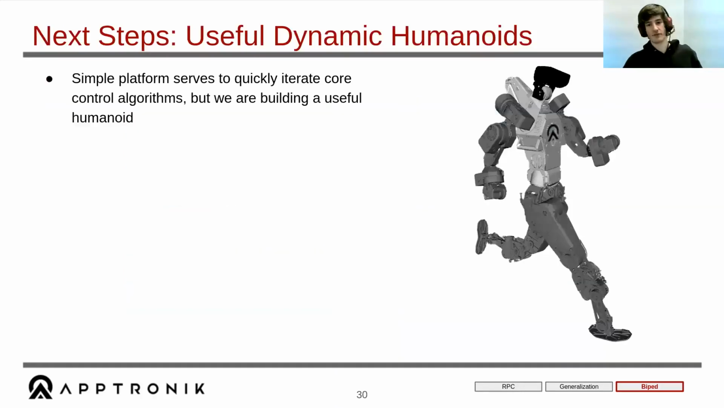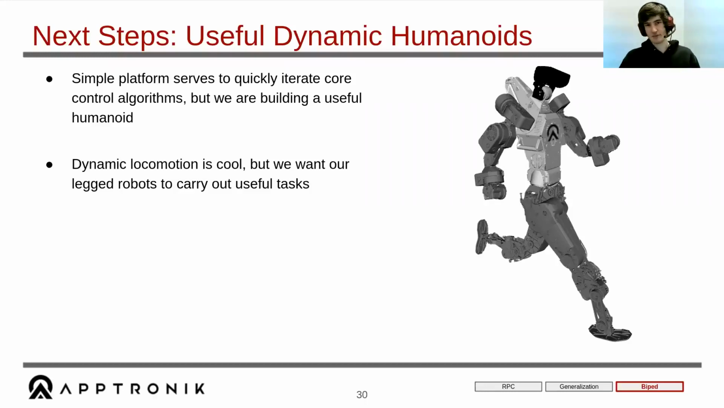So the next steps for me and Abtronic moving forward is that we have this simple platform that serves to quickly iterate core algorithms. If we want to try a new algorithm, it's easy to put it onto this robot and say, okay, it works, or doesn't work. And then we're building the humanoid that you see on the right, which is going to be able to manipulate its environment. It's going to be able to open doors, go upstairs. It's going to have perception. It's going to have all the things that you want.